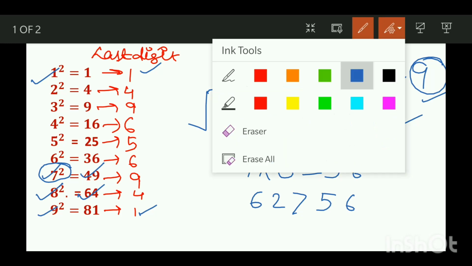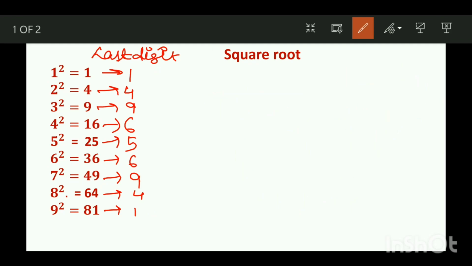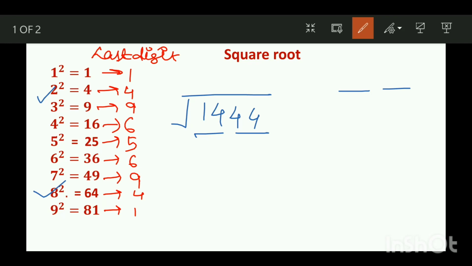Okay, let's do some more examples, like 1444. If we have to find out the square root of this, so what we will do? Similarly, pairing the digits. After that, here would be 2 digits for the square root. So the last digit is 4. So what we will take? It could be 2 or it could be 8, because for both numbers squaring we will get the last digit 4. So here could be 2 or 8. Okay, now we will ignore this. Only we have to see 14. So where will 14 fall? 14 will fall between 9 and 16. Okay, so we have to always choose the smallest number, so 3.